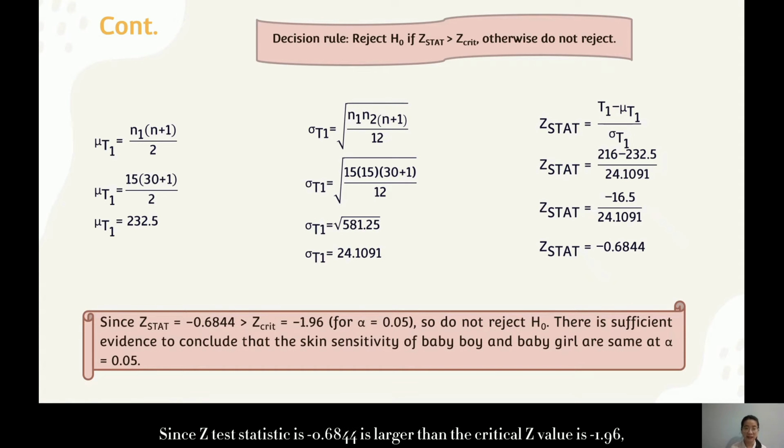Since the Z test statistic of negative 0.6844 is larger than the critical Z value of negative 1.96, we do not reject the null hypothesis. There is sufficient evidence to conclude that the skin sensitivity of baby boys and baby girls are the same at alpha of 0.05.